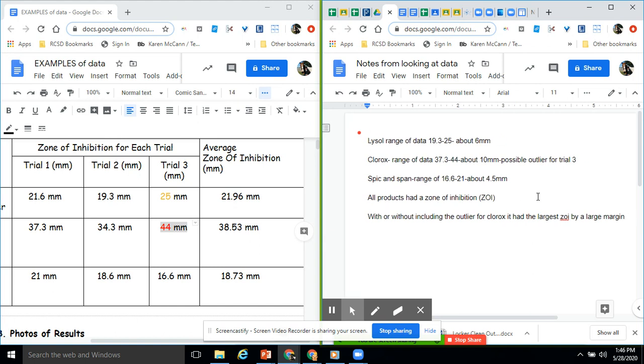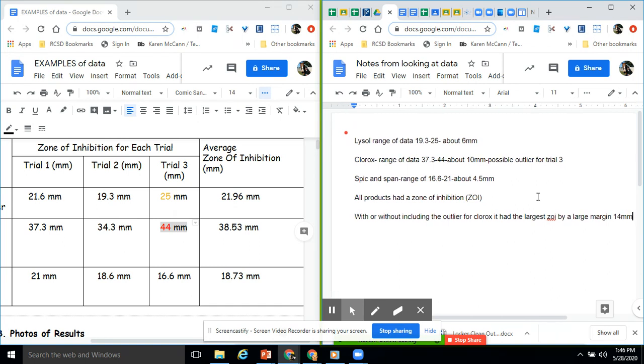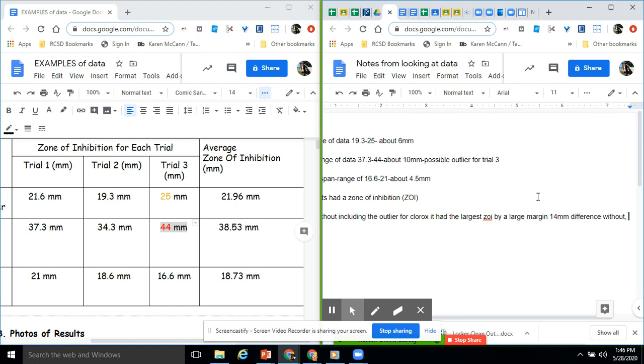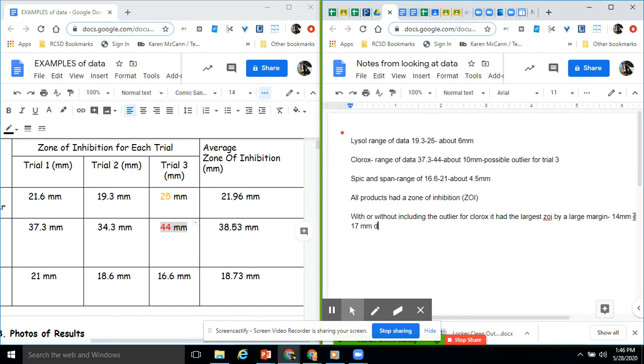And you can put it in. Remember I said 35, right? So like 35, 21, 31. So it'd either be about a 14 millimeter difference without, and it would be a 17 millimeter difference with the outlier. Okay, so Clorox basically was most effective. So you can, here, most effective. There you go.